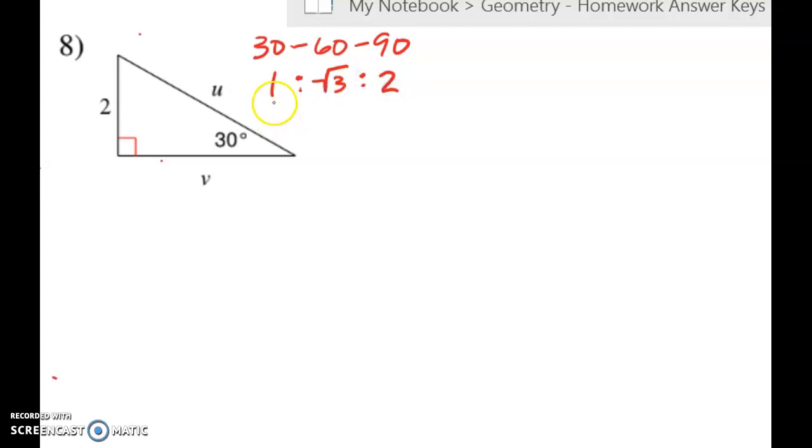So if I take this side that's opposite the 30 and multiply it by root 3, I get the side that's opposite the 60. If I take this side that's opposite the 30 and multiply it by 2, I get the hypotenuse. So let's go ahead and write those mathematically.